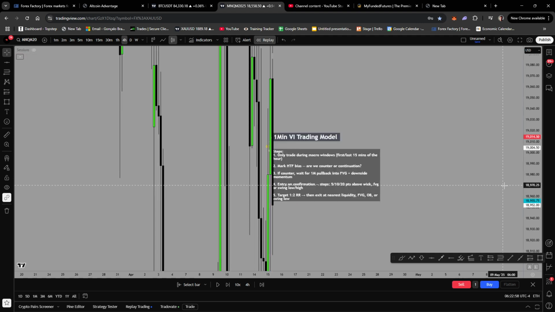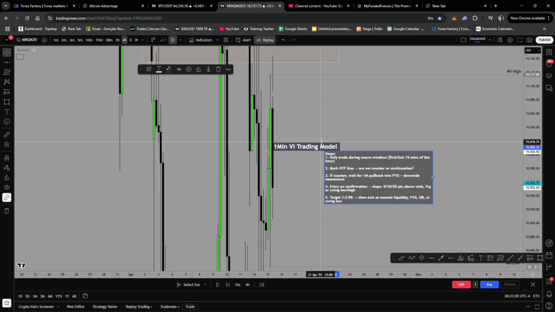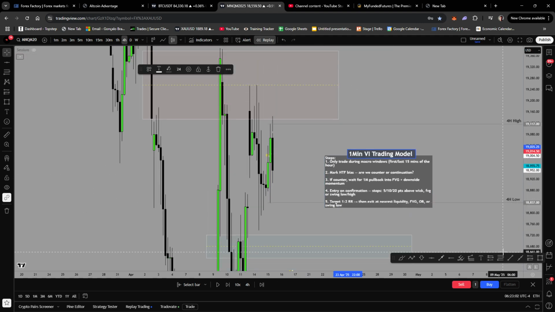So going over to the 4-hour, the first thing you need to do is mark out the 4-hour highs and lows of the previous candle. If we sweep the high, price is now in a premium and we want to sell back down because it's expensive. If we sweep the low, we want to buy because now we are in a discount, so it's cheap.